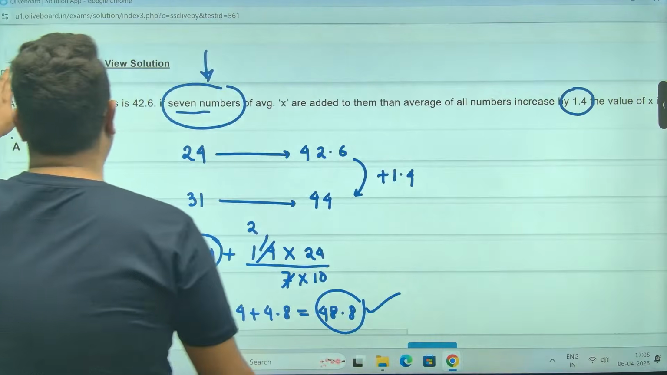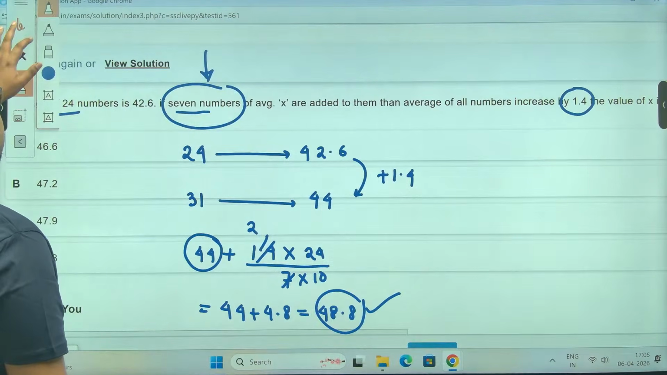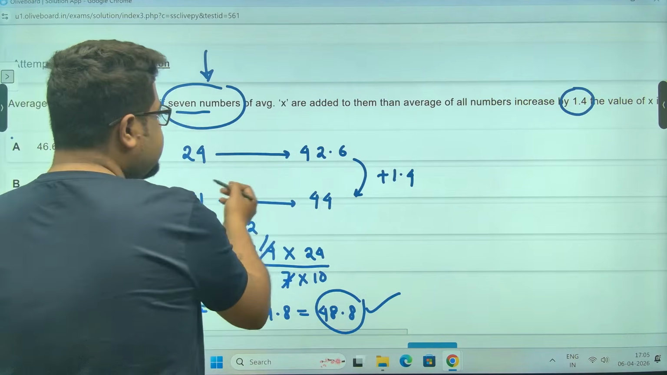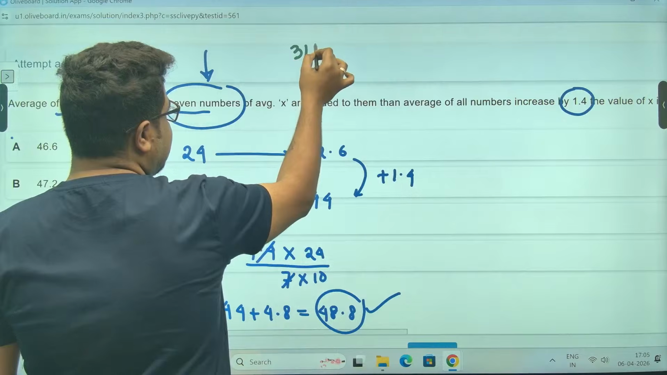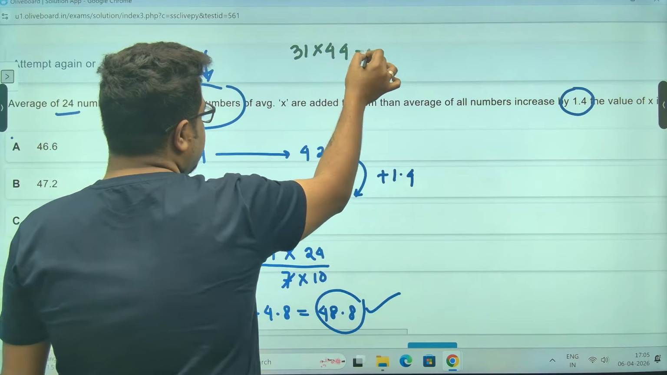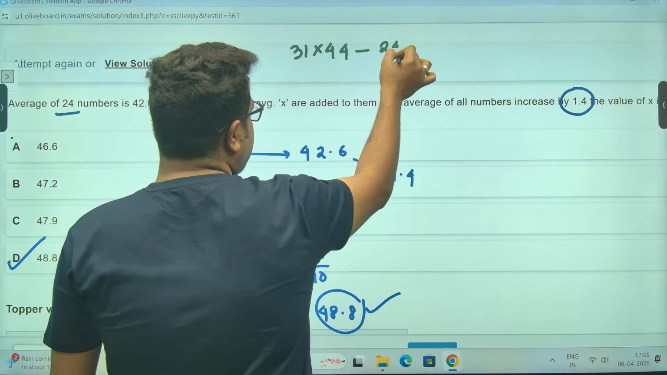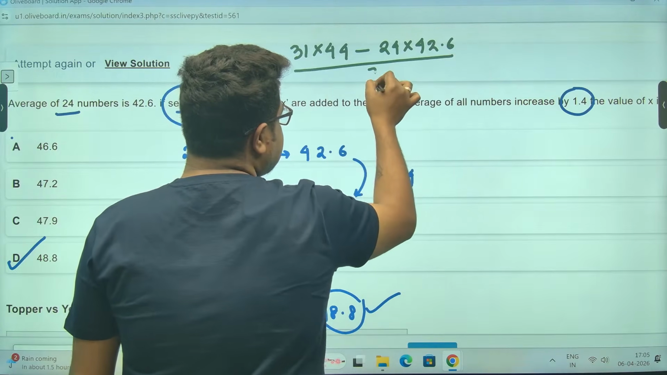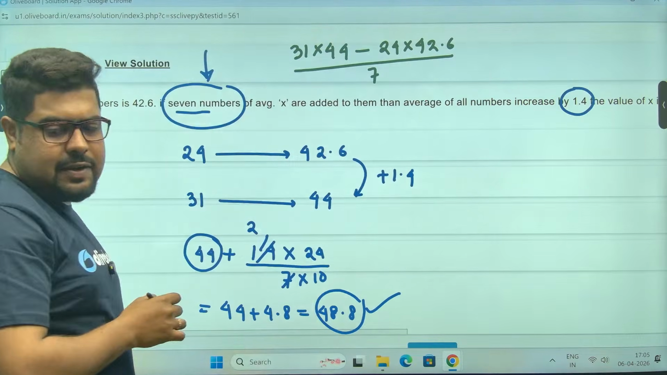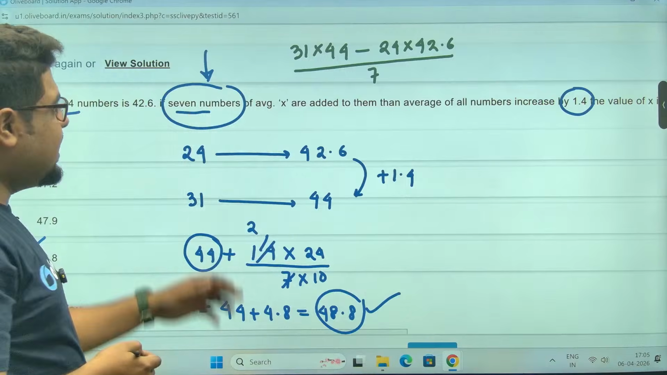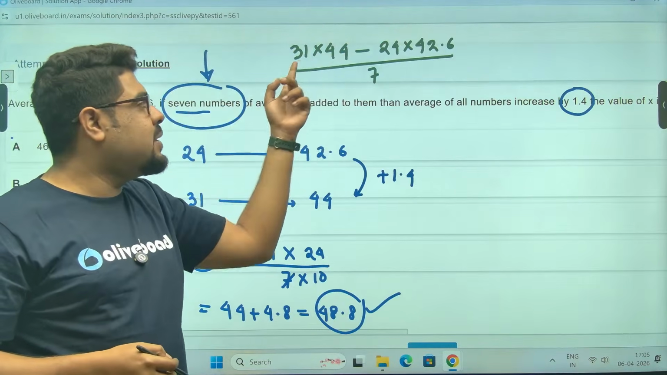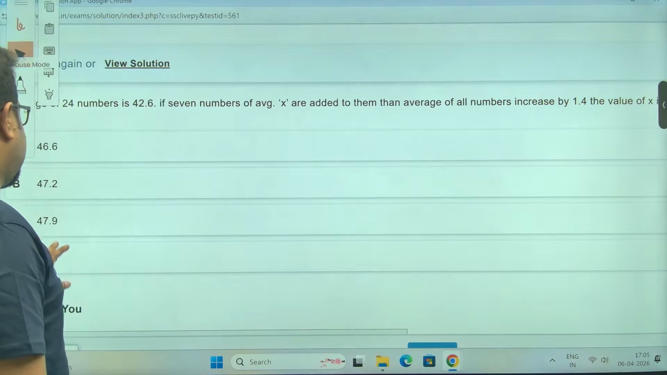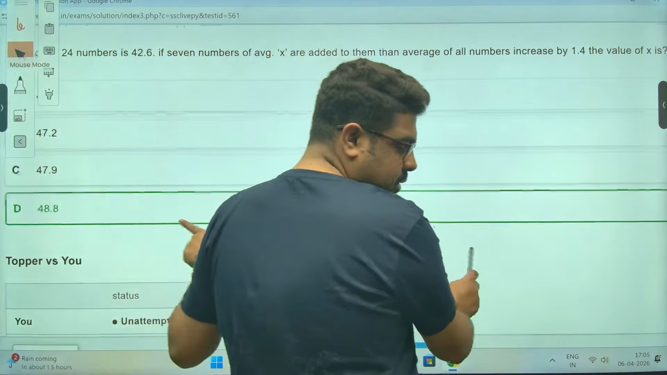Now if you want to do it normally, you can do it normally as well, if anybody is interested. The total will be 31 into 44 minus 24 into 42.6, divided by 7. This is the sum of all 7 numbers, divided by 7. But again, not very recommended because the calculation will take up a lot of time. Perfect. Moving on.